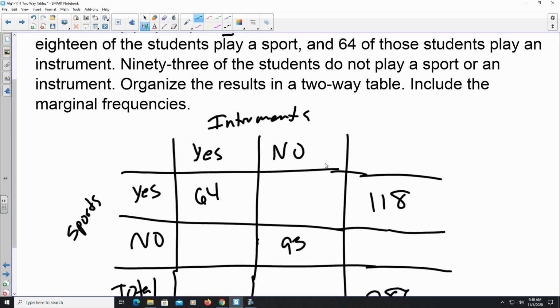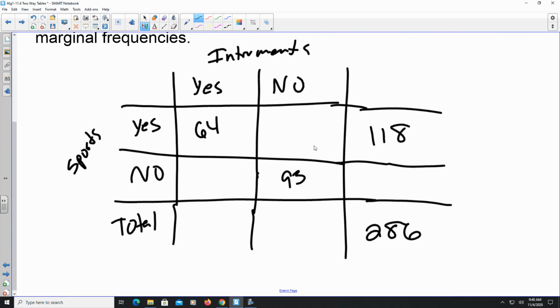They want us to organize the results in a two-way table and include marginal frequency. So basically we have to fill in the rest of the boxes. Using a different color, I can figure out how many individuals do not play a sport by taking 286 minus 118, and that is 168. Now that I have this 168 total, I can determine if no, you don't play a sport, and yes, you play an instrument, by taking 168 minus 93, and you'd get 75.